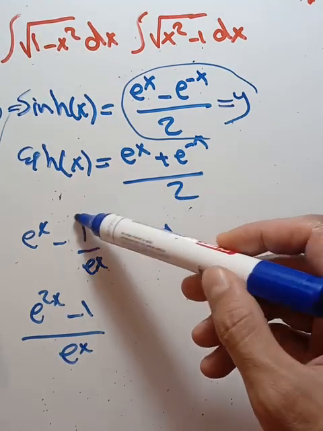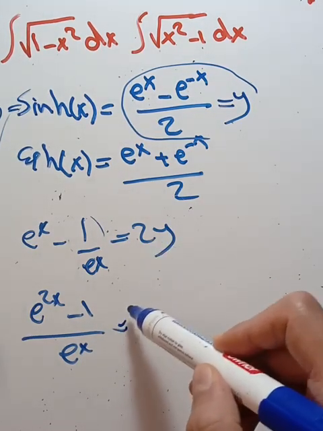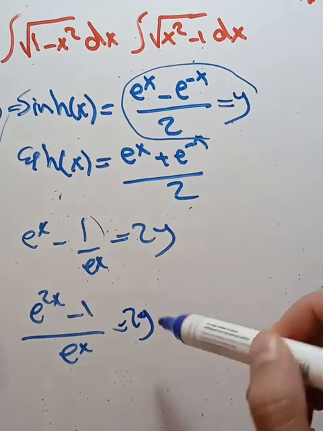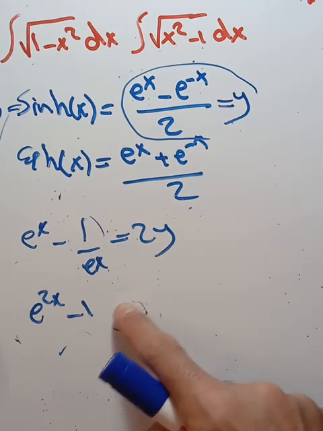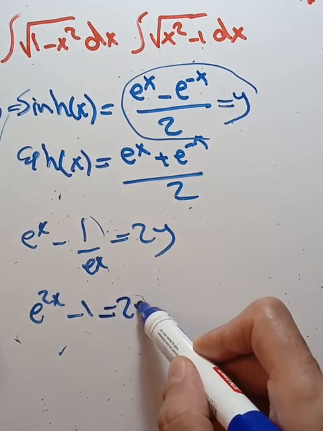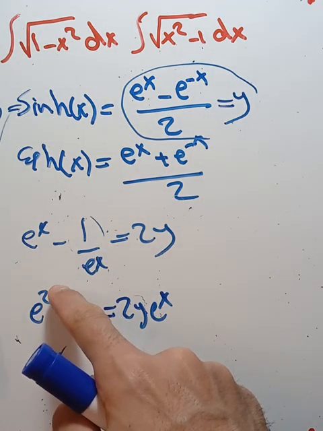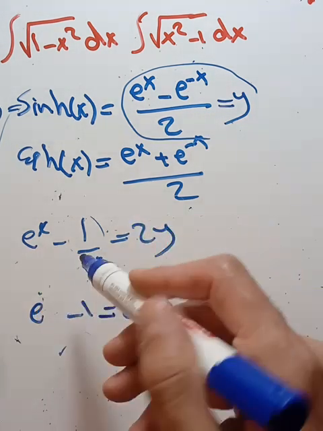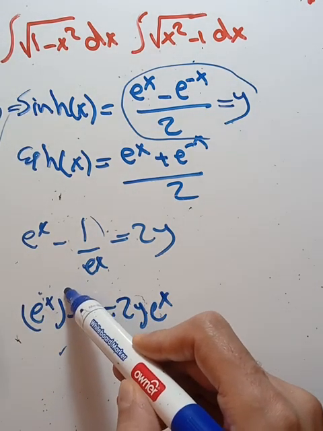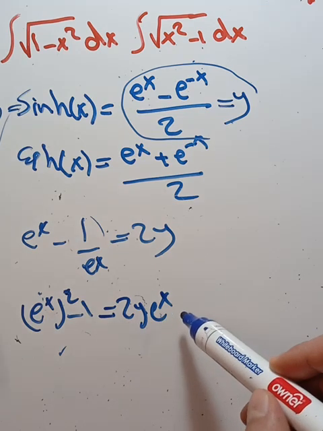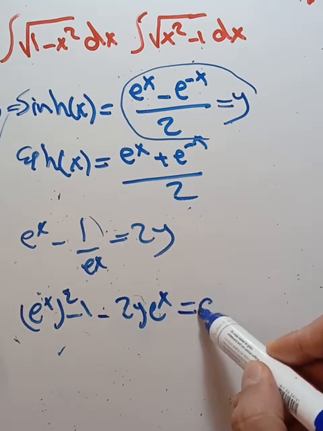Now I write this as this equals 2y, and this would be equal to 2y times e to the x. 2y e to the x, and this equals e to the x squared. Okay, so let's solve it for e to the x. So that would be this minus this equals 0.